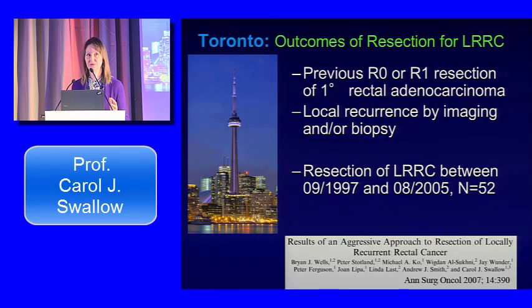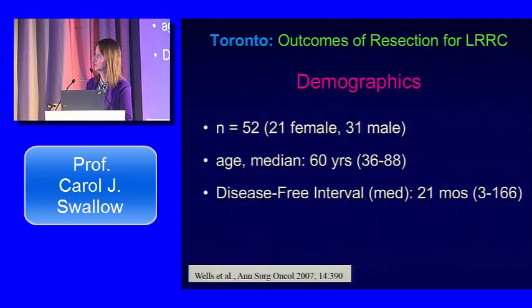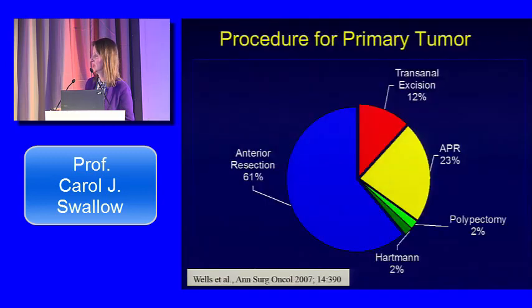So now I'm going to present the results of our experience with resection of locally recurrent rectal cancer at the University of Toronto. And I have called this an aggressive approach. And these are the patients I'll be presenting on. These were the demographics of our group, fairly typical. And the median disease-free interval from primary resection to recurrence was 21 months.